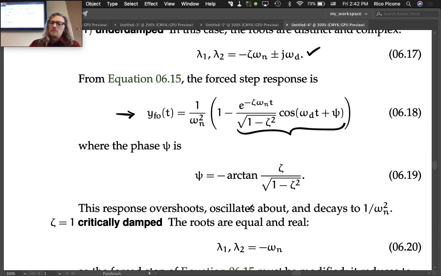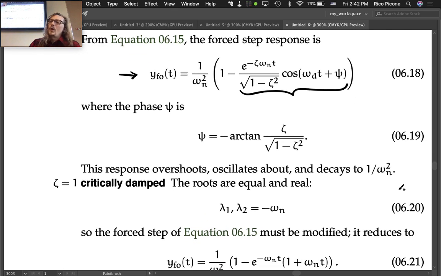So that is a response that overshoots the final value. It oscillates about that final value, and then it settles in to that final value of 1 over omega n squared. Well, it never quite gets there. At infinity, it will get to that value.